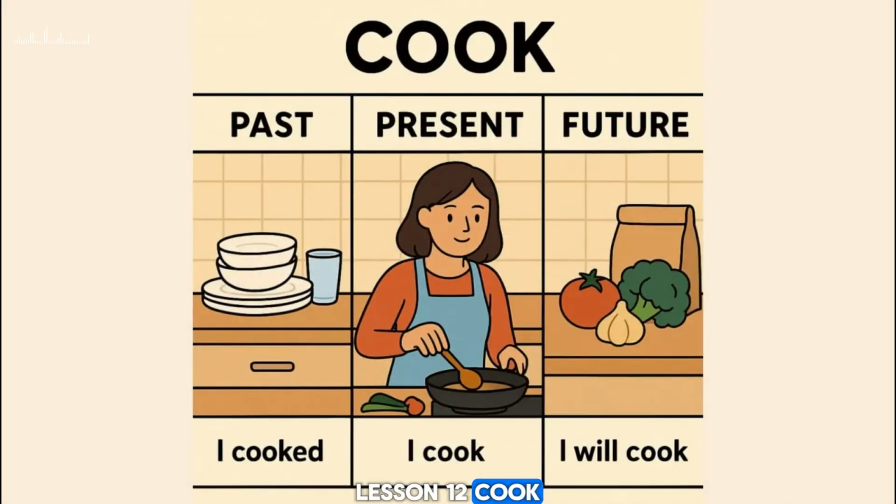Lesson 12. Cook. Picture number 12. The verb is cook. Past, clean dishes after cooking. We say, I cooked. Present, cooking in the kitchen now. We say, I cook. Future, ingredients are ready. We say, I will cook. Regular verb. Cooked, cook, will cook.